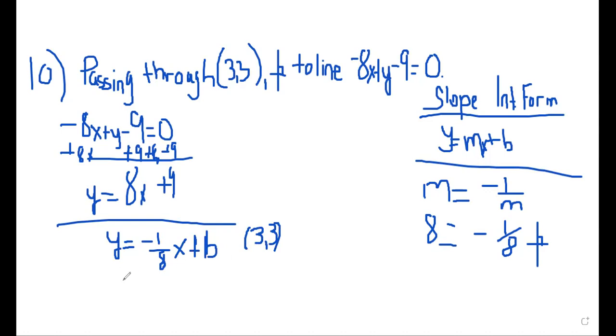So my y will turn into 3, equals -1/8, and the x will turn into 3, and that will allow us to solve for b. So I realize here that I will have negative 1/8 times 3. That will give me a negative 3/8, plus b. So to solve for b, I will need to add 3/8 to both sides, a positive 3/8.